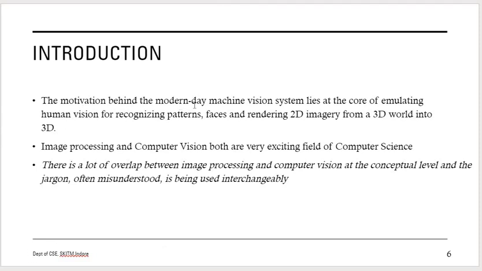So the motivation behind the modern day machine vision system lies at the core of emulating human vision for recognizing patterns and faces, rendering the 2D imagery from the 3D world. Both image processing and computer vision are very exciting fields. Both these fields look similar, but actually they are different. They have differences.